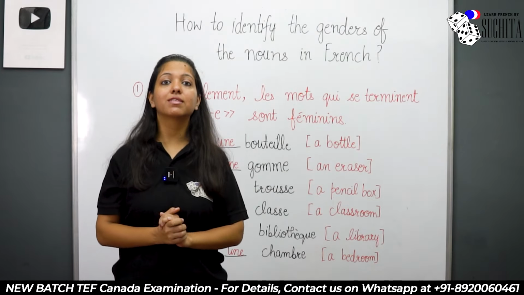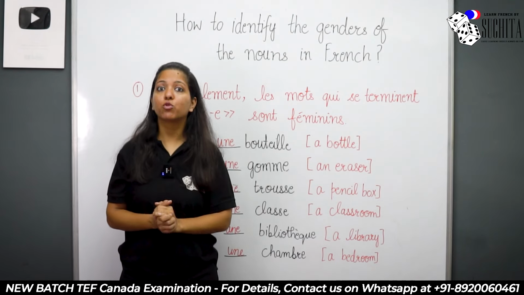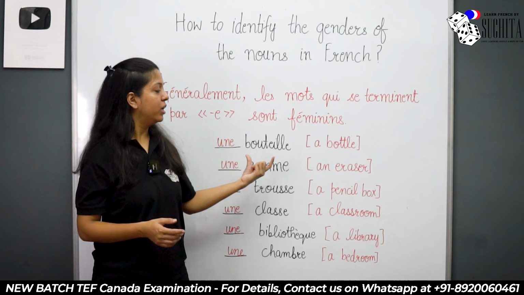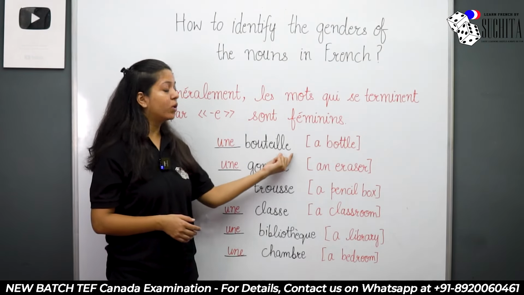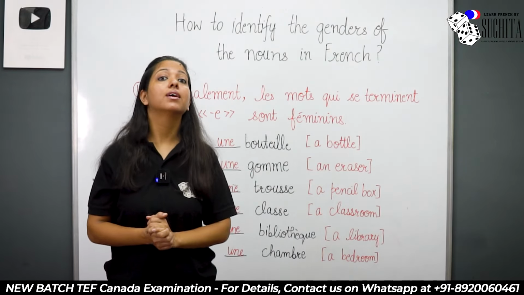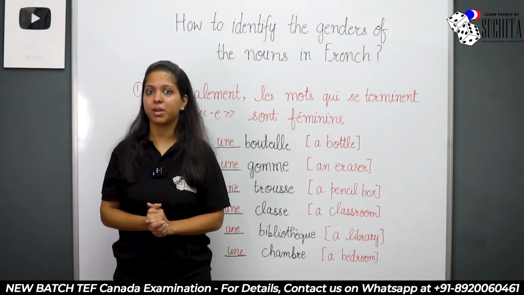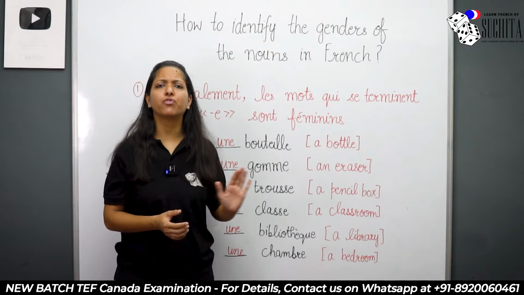So the rule states that first of all, always check the noun for which you have to identify the gender, whether it is masculine or feminine, to see whether that word ends with E or not. If that word ends with E, then there is a 70 to 75% chance that that noun would be feminine. Alright, so let's look at some of the examples which I have written. These are just a few of them.